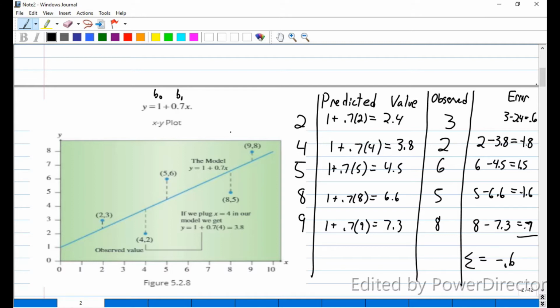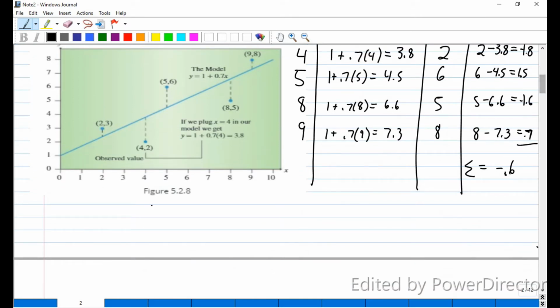And of course, we would want the smallest error possible. The smaller the error, the better the line fits. Okay? There's also another value called the sum of squared errors. And it's just like what it sounds like. You take each error and you square it.